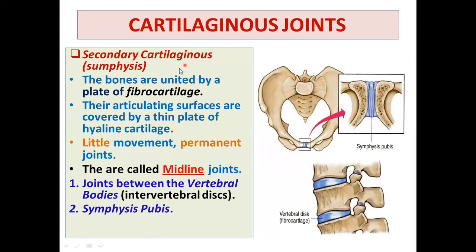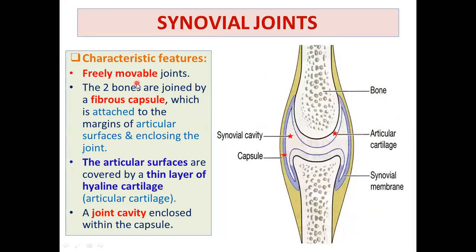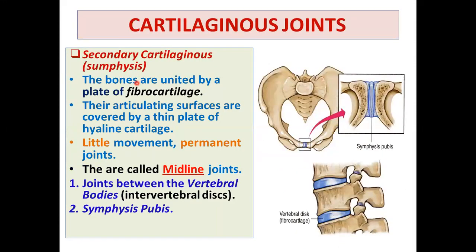Now, in secondary cartilaginous joints, the bones are united by a plate of fibrocartilage. In these joints, the articulating surfaces are covered by a thin plate of hyaline cartilage. There is either very little movement or no movement. These are permanent joints, called midline joints. Examples are the joints between the vertebral bodies, intervertebral discs, and symphysis pubis.